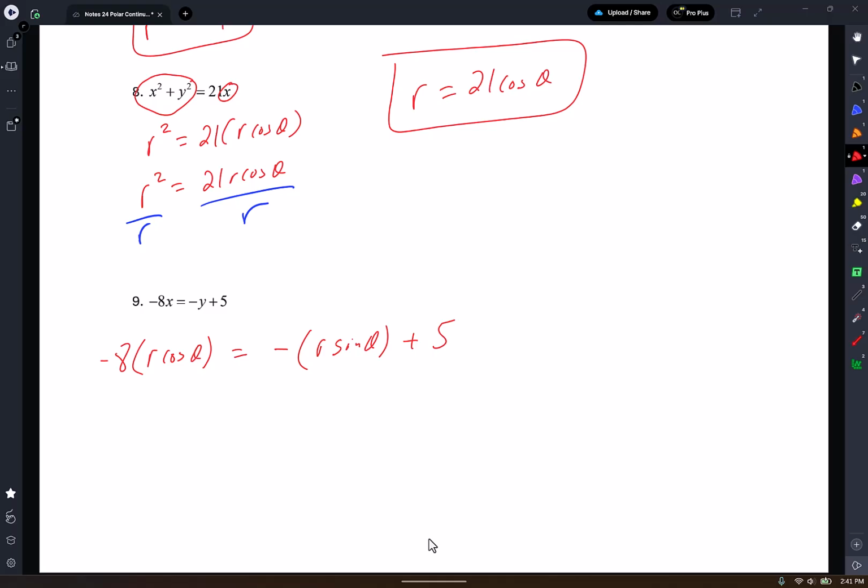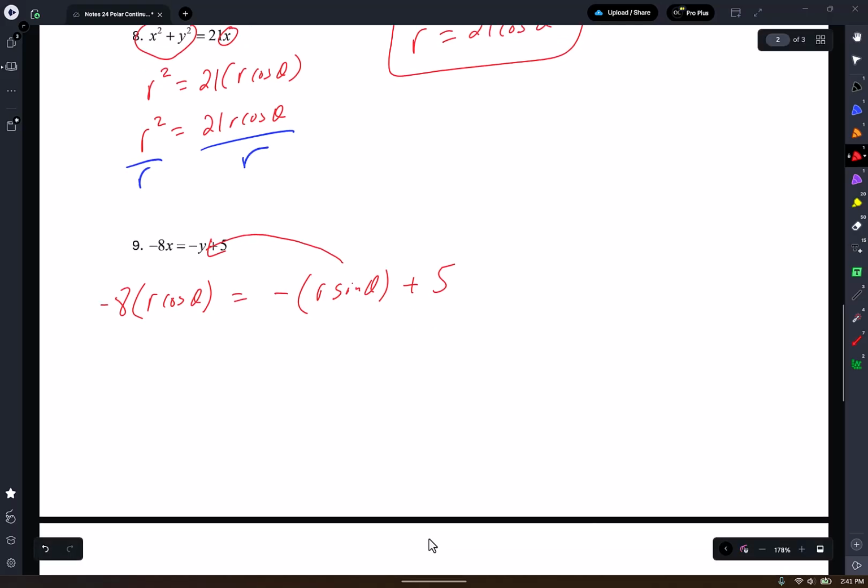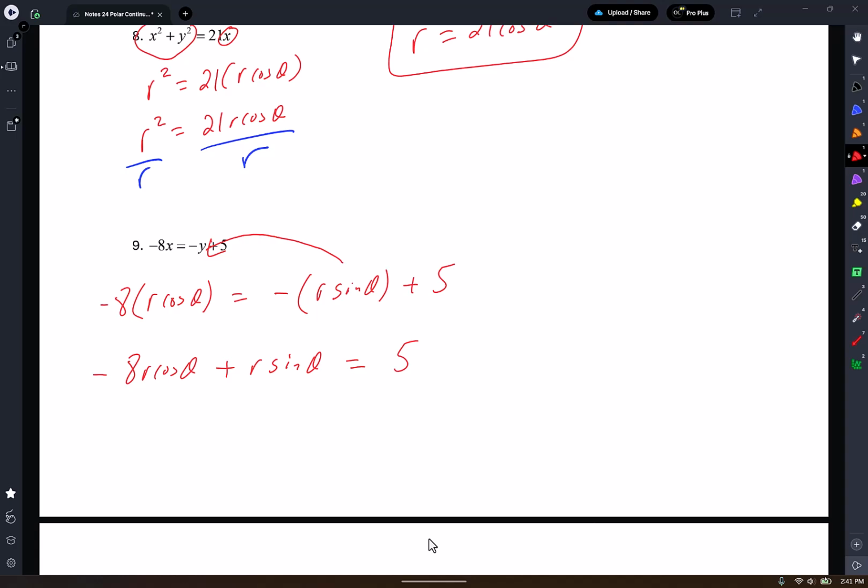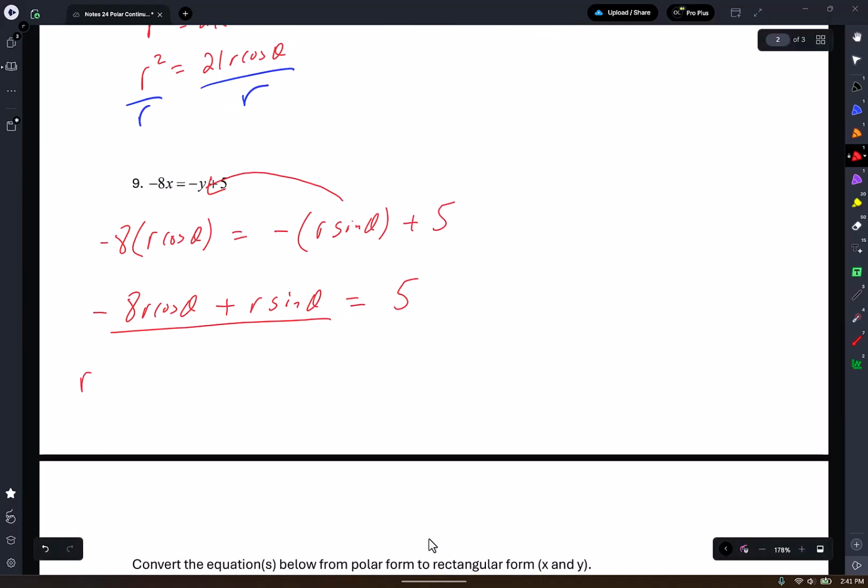I'm going to move this guy to the left. You can go ahead and drop those parentheses. So I'm going to write it like this. Negative 8 r cosine theta plus r sine theta equals 5. Are we okay? What can I factor out from these two, quote unquote? An r. So there it is. Negative 8 cosine theta plus sine theta equals 5.